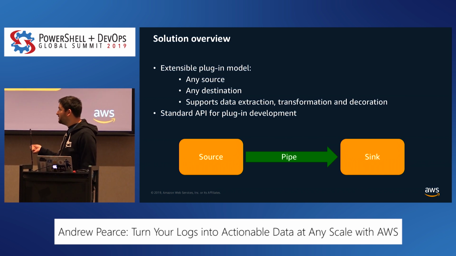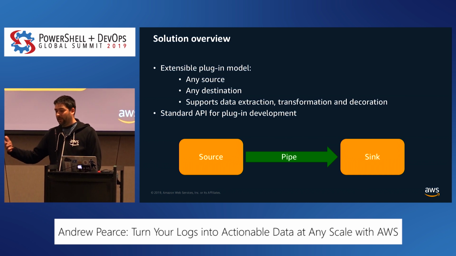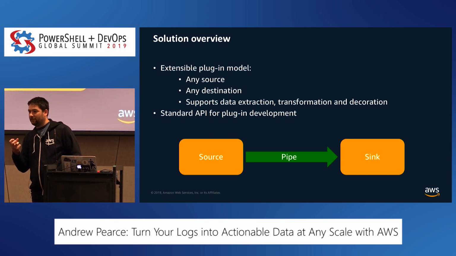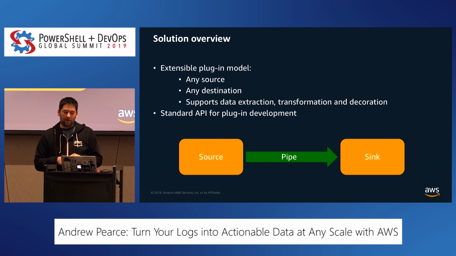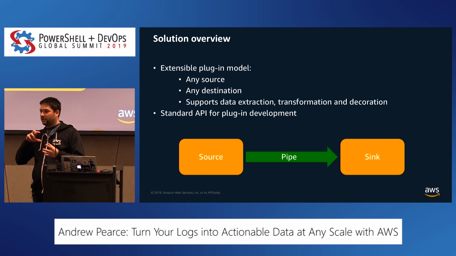It supports data extraction. So if you have a log that is plain text, you can rip data out of it and construct rich objects to be used downstream. So you don't have to do your regex downstream. You can do it on box to speed up the downstream processing. Transformation, same kind of idea. We can take that data and transform it into a different data set so we can do more with it downstream.